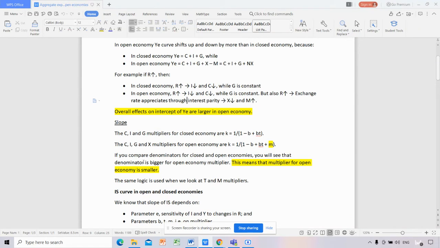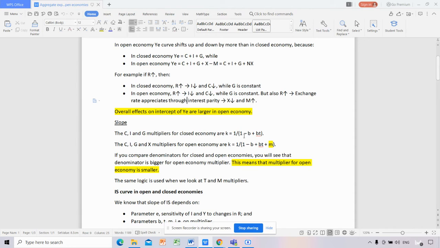What about the slope? The slope, we need to look at the multiplier. So in the closed economy, the multiplier is 1 divided by 1 minus b plus bt. And in the open economy, it's 1 divided by 1 minus b plus bt plus m. We are talking here, of course, about consumption, investment, and government expenditure multipliers, not taxation, not imports, because otherwise we'll have minus 1 or minus b. We'll look at this multiplier.